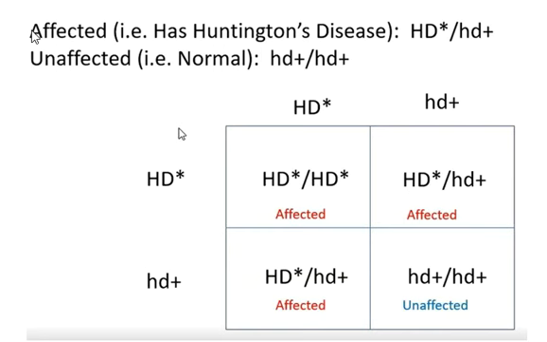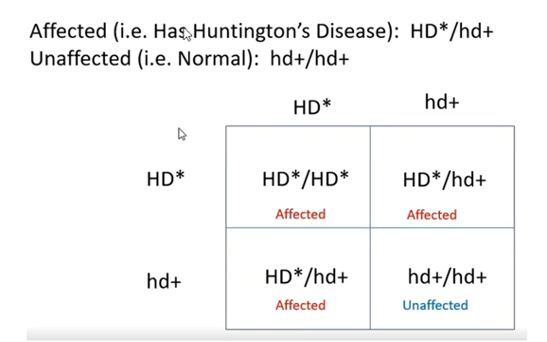On the reading study guide for this topic, I ask a question about the probability of affected offspring if both parents were affected with Huntington's disease. And so let me go through an explanation of the answer to this particular question.